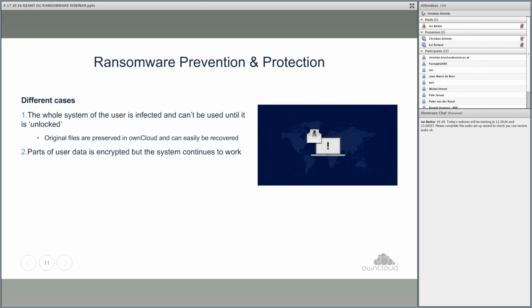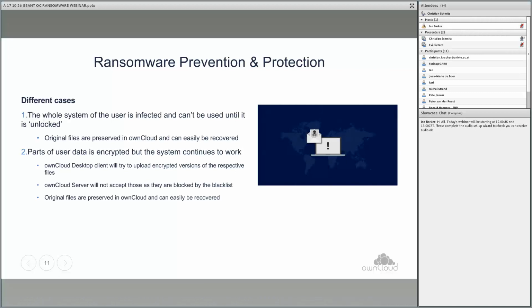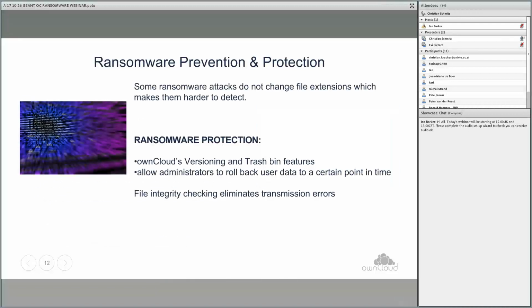Now the second case is part of the user data is encrypted, but the system continues to work. That's often the case when you have ransomware that doesn't have an encryption ending, so that it's harder to filter out. But for that, there's also a solution from OwnCloud, and that is the versioning system. So the versioning and trashing features will allow the administrator to roll back the ransomware attack simply by going to a version that is just before the ransomware attack hit.